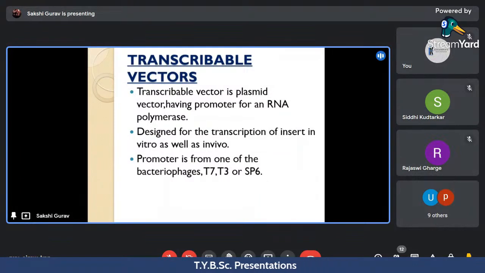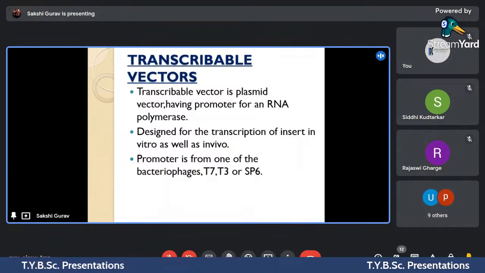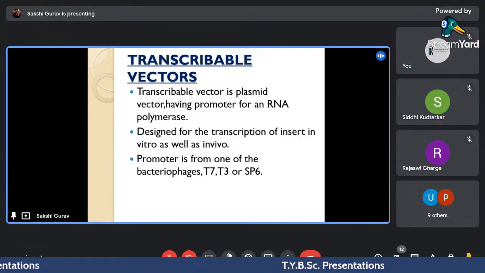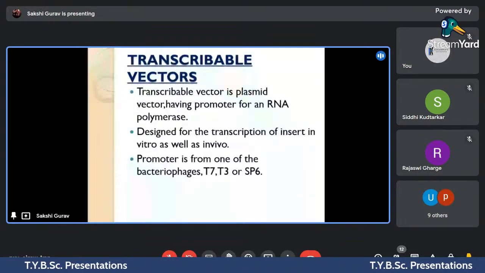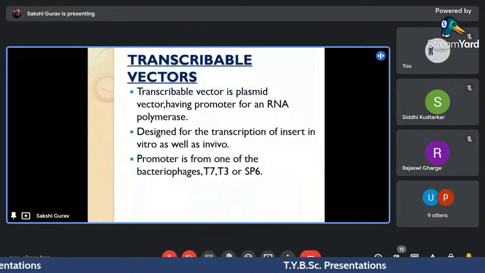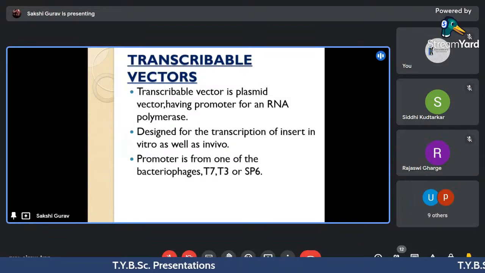A transcribable vector is a plasmid vector only, which has a promoter for an RNA polymerase. These transcribable vectors are designed for the transcription of the insert in vitro as well as in vivo. And the promoters which we use are basically from bacteriophages such as T7, T3 or SP6.